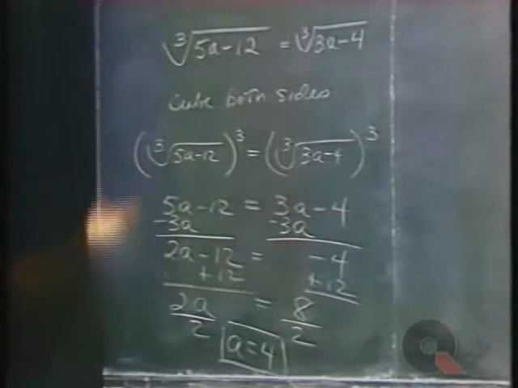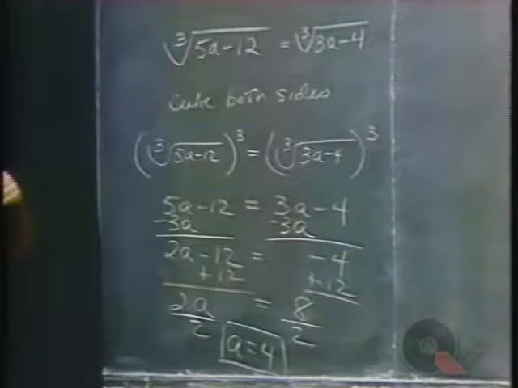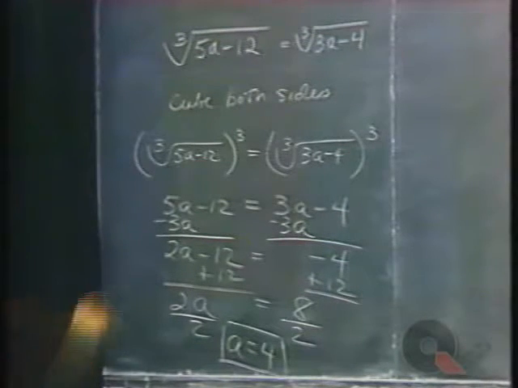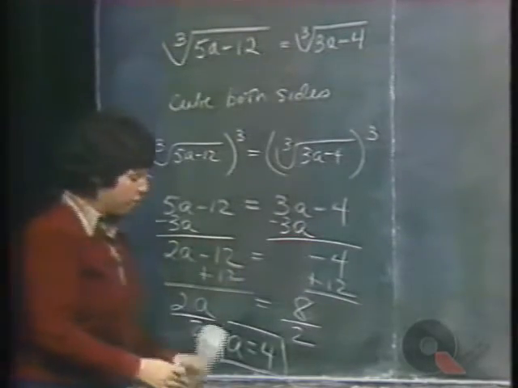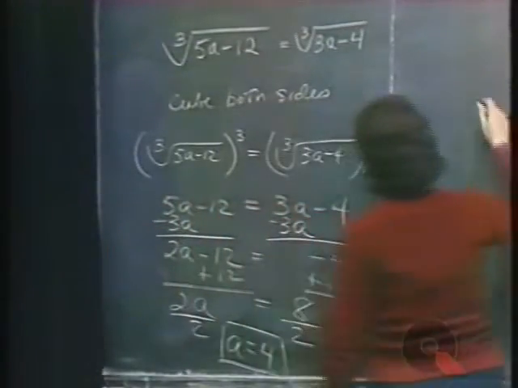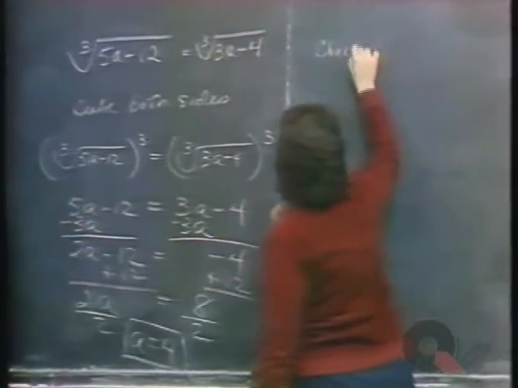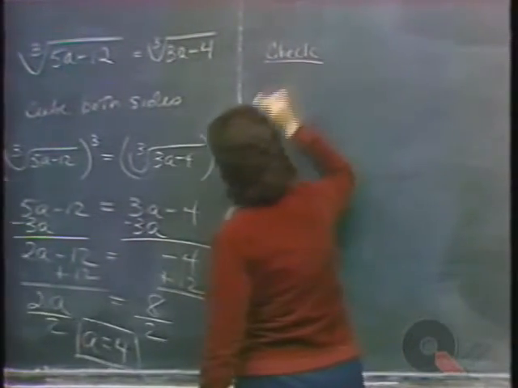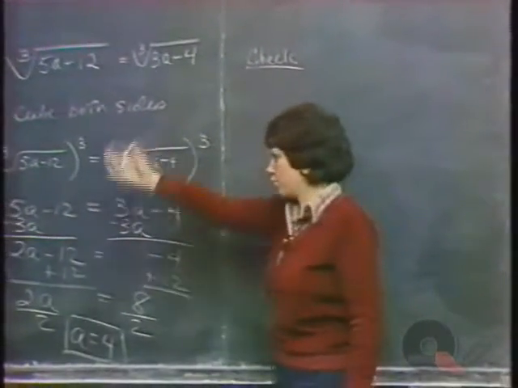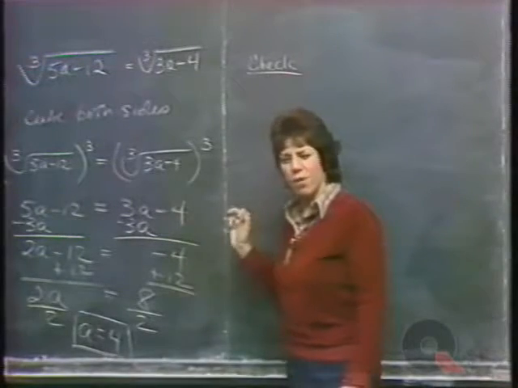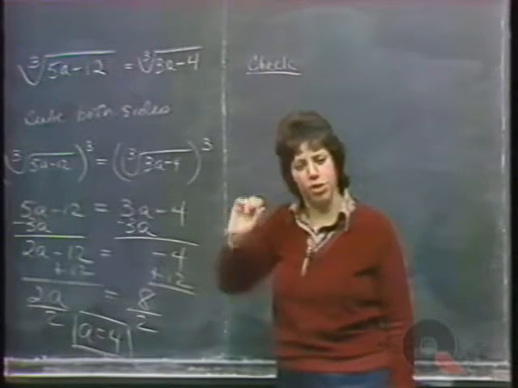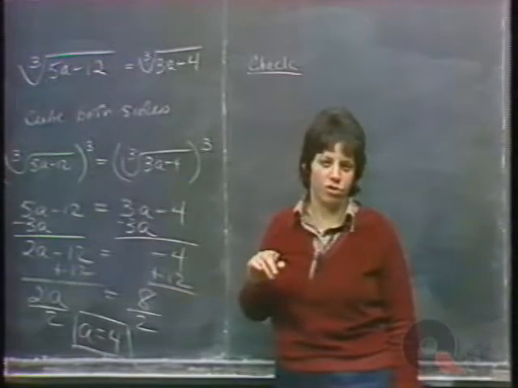Assuming that our calculations were correct, a equals 4 is the answer to this problem. It is a solution. We do not have to worry about introducing extraneous solutions when we cube both sides. Okay, but just to make sure that our computations were correct, let's check it anyway. See, there's a difference here. Here we are checking just to make sure that our algebra was correct. The other ones we were checking because even if our algebra was correct, we might have introduced extra solutions to the problem.